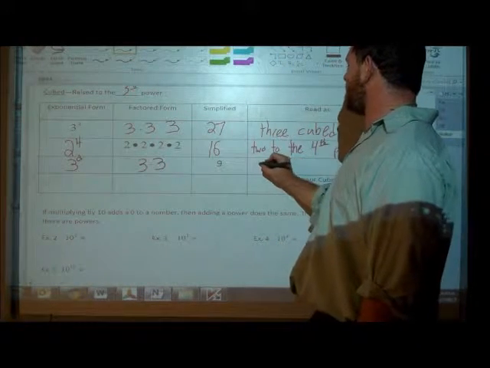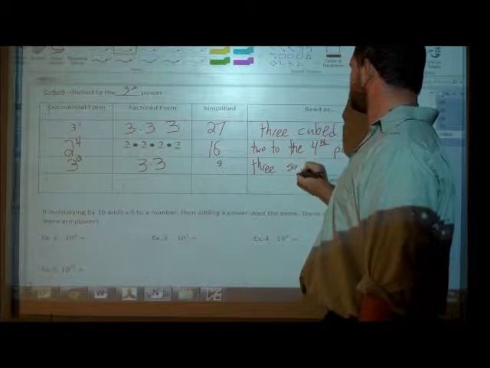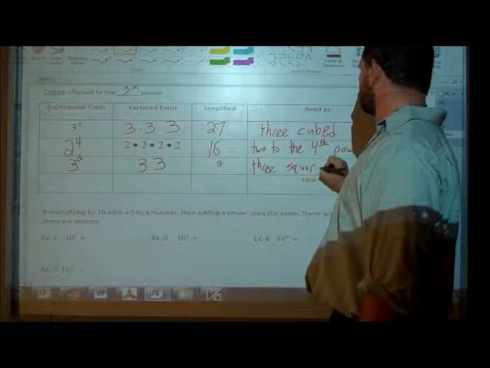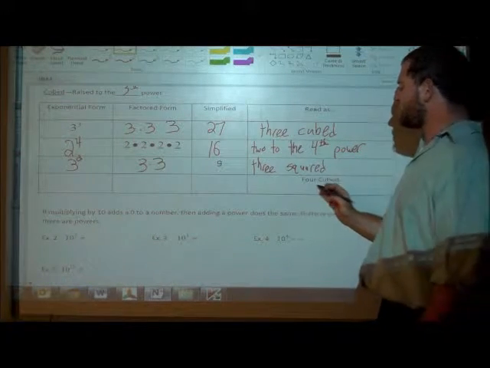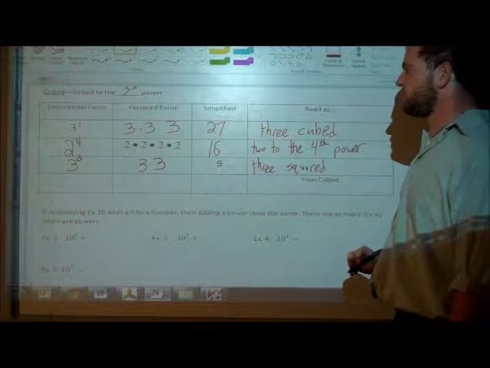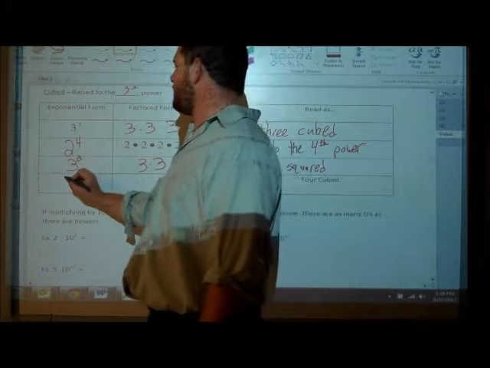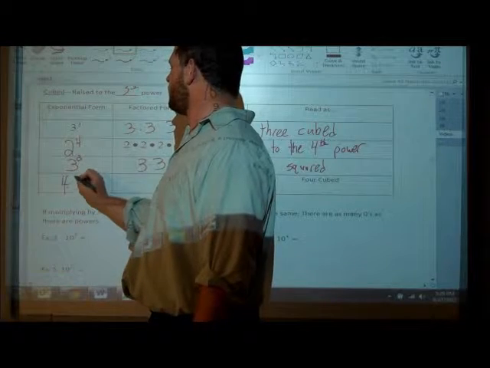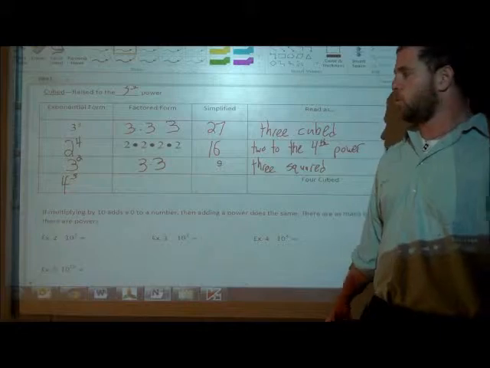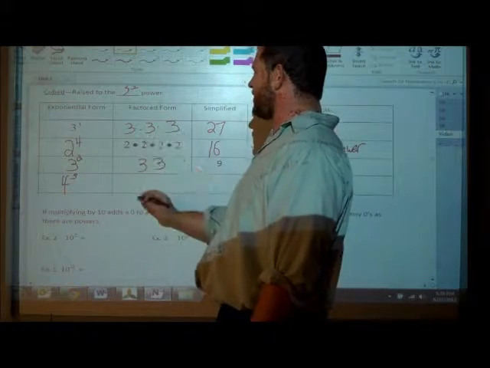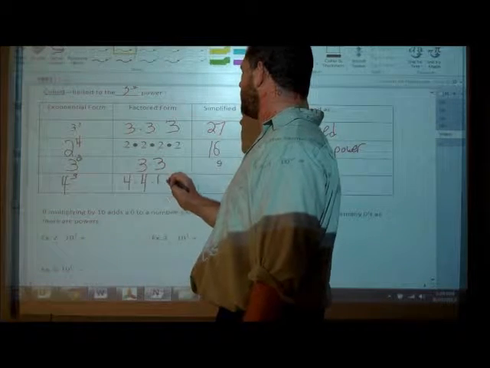It's also read as 3 squared. The last one we're going to talk about is 4 cubed. Well, cubed means raised to the third power. So I know that I'm going to have 4 raised to the third power. That's my exponential form. What does it look like in factored form? It looks like 4 times 4 times 4.